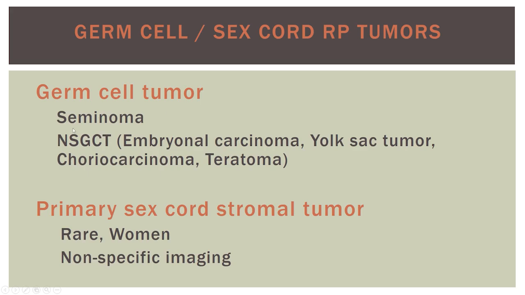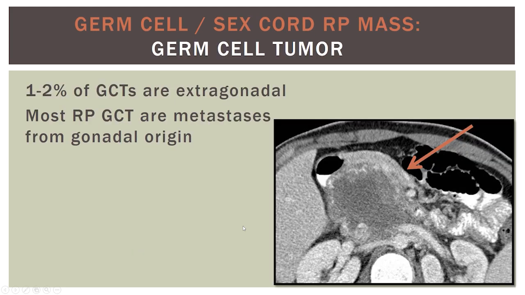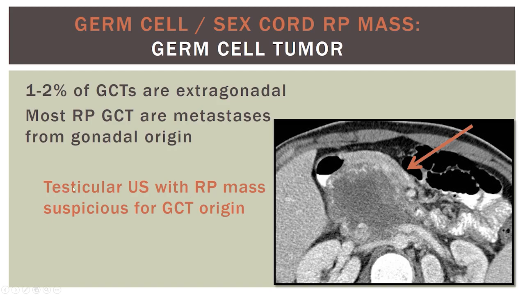Germ cell tumors can be seminoma or non-seminomatous germ cell tumors. Primary sex cord stromal tumors are very rare, more common in female, and they have non-specific imaging finding. Keep in mind that only 1 to 2% of germ cell tumors are extragonadal. So most germ cell tumors in retroperitoneum are metastases from gonadal origin. When you have a biopsy diagnosis of the germ cell tumor in retroperitoneum, you need to perform testicular ultrasound looking for the primary.